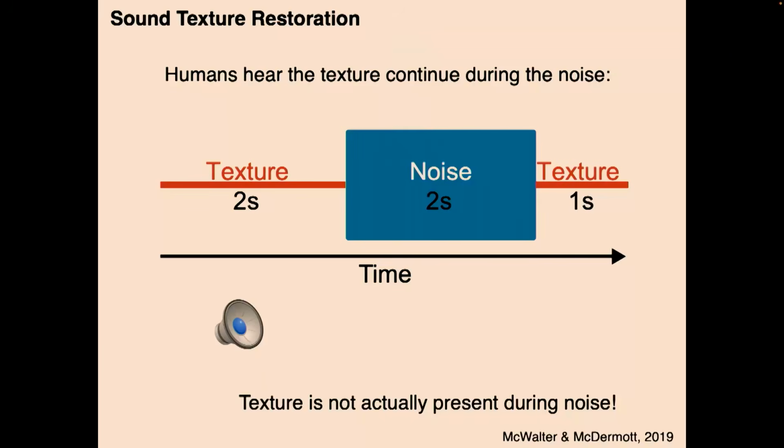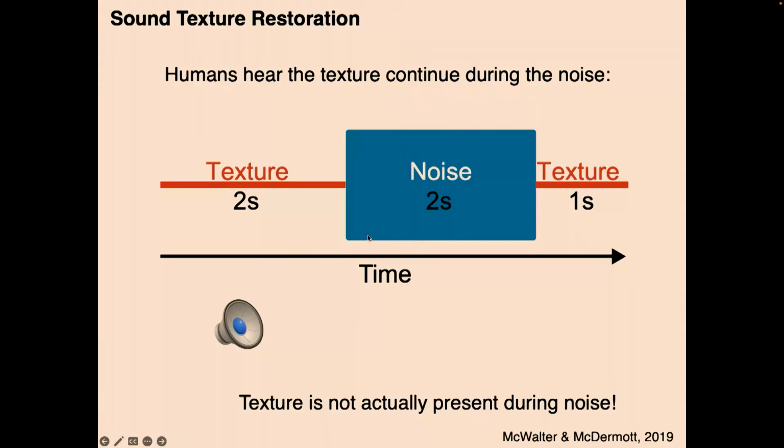Okay. The last thing I'll leave you with is an example where this happens with sound textures. Textures are sounds that result from large numbers of similar acoustic events, so things like rain or swarms of insects, fire, wind, things like that. And there seems to be this pretty powerful inference of texture when it's masked.